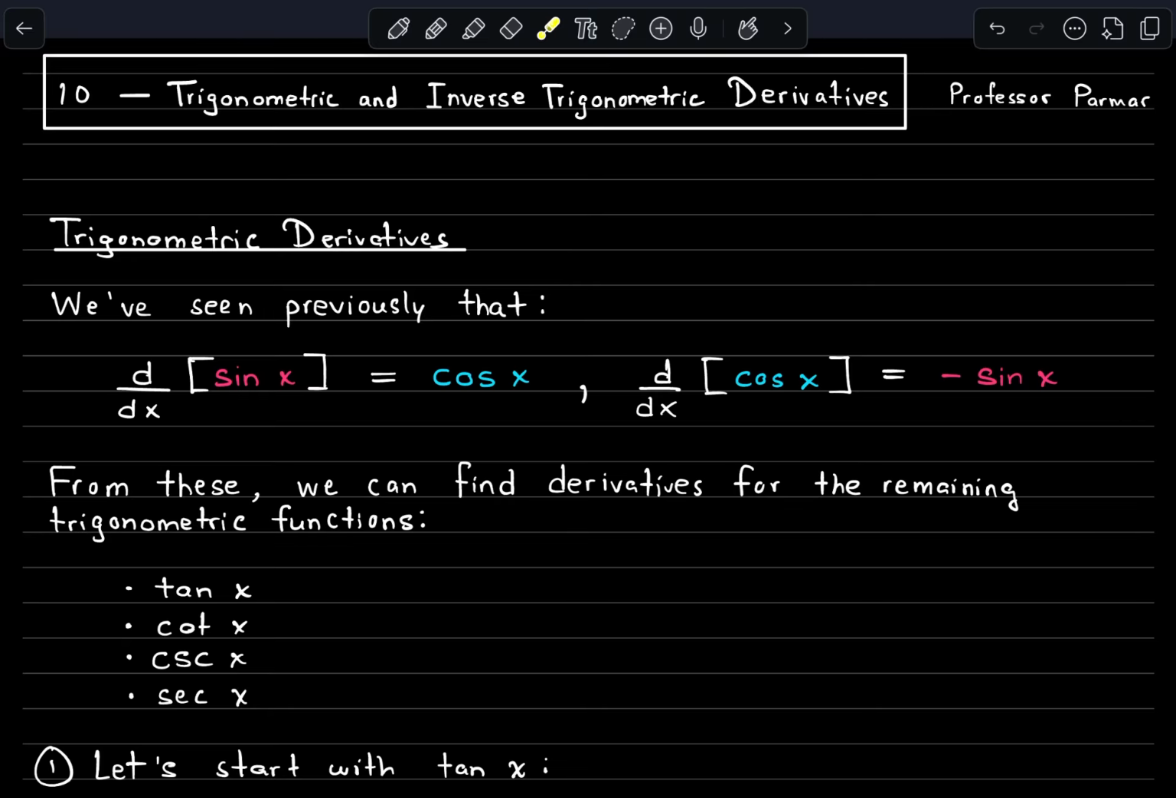Okay, so to start off with, we have previously seen that the derivative of sine of x is equal to cosine of x, and the derivative of cosine of x is equal to negative sine x. Now, just from these two, we can find the derivatives for the remaining four trigonometric functions. That is tangent x, cotangent x, cosecant x, and secant x.